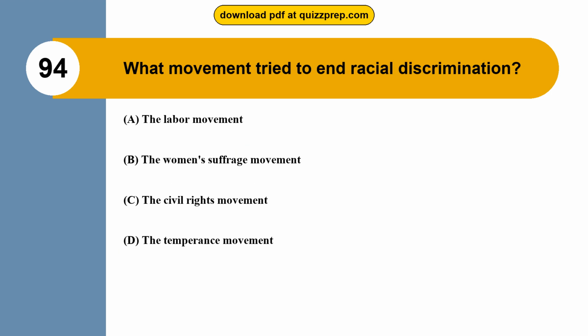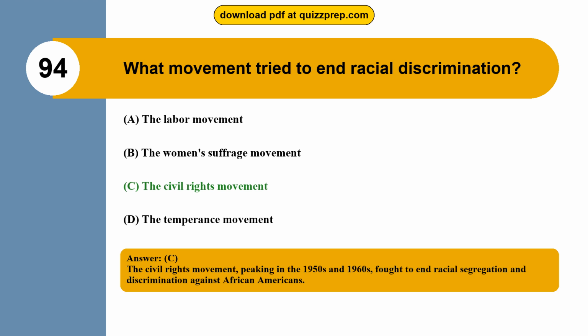Question 94. What movement tried to end racial discrimination? Option A, the labor movement. Option B, the women's suffrage movement. Option C, the civil rights movement. Option D, the temperance movement. The correct answer is option C, the civil rights movement. The civil rights movement, peaking in the 1950s and 1960s, fought to end racial segregation and discrimination against African Americans.